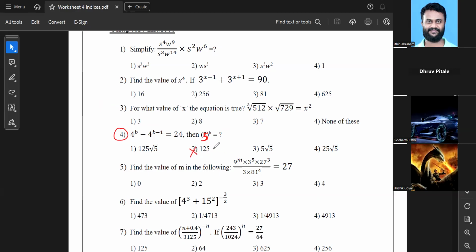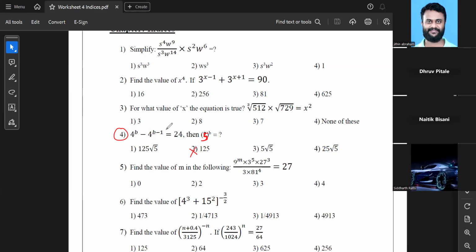So b is definitely less than 3. I need something less than 3. Why? Because when I considered 3, the difference was 48. And my difference over here is 24, which is less than that. Hence, b should be less than 3. So I'll go for the next option.